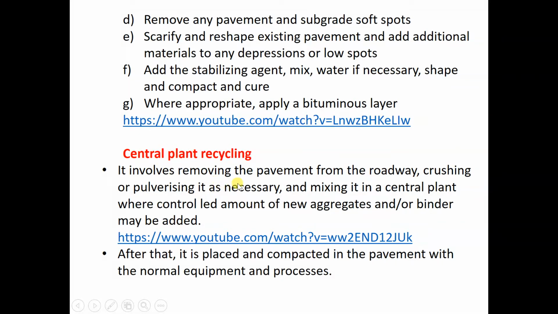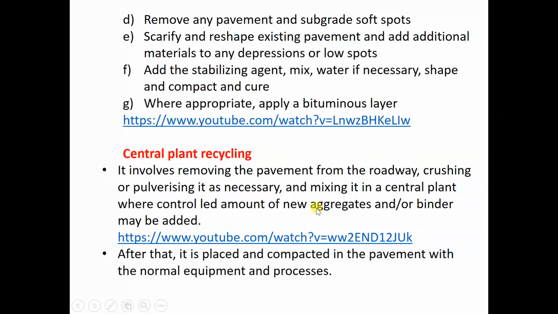Okay, so it involves removing the pavement from the roadway, crushing or pulverizing as necessary, and mixing it in the central plant. So in this case, it says that you bring the materials from the site here. You need to bring them to a central plant, where a controlled amount of new aggregates and binder may be added. Okay, so they recycle at the central plant.